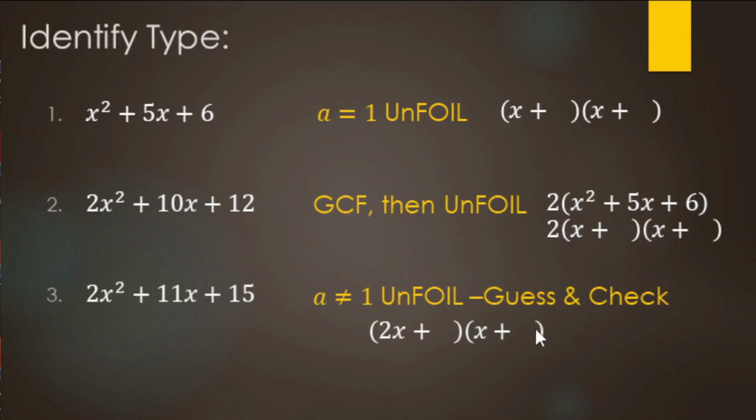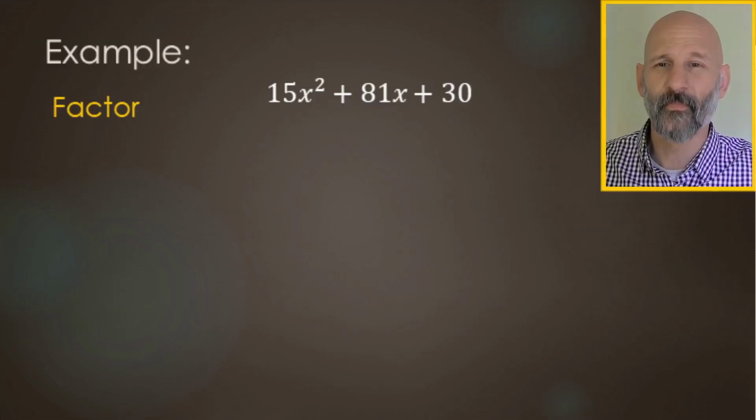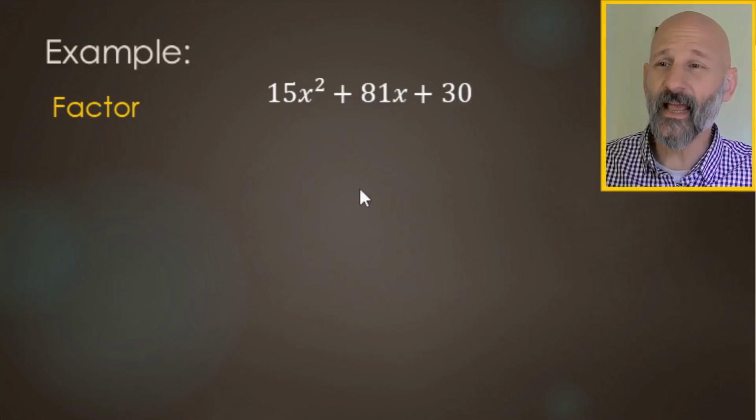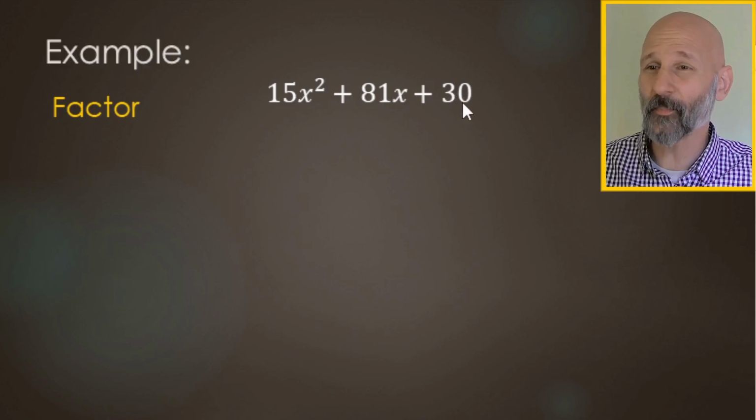And so our answer is going to look like this. And then we're going to be guessing pairs of numbers that multiply to 15, and then when you do the outers and the inners, those add to 11. You can also use a bottoms up method or a grouping method if you want to as well. So here we're going to factor 15x squared plus 81x plus 30.